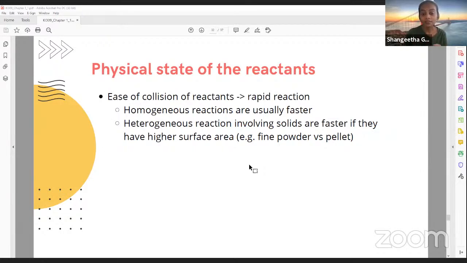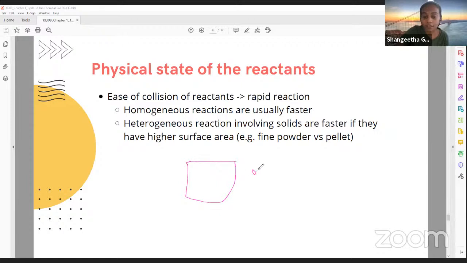Now, if two of your reactants are both in liquid form, they can move faster. But if you have one solid and one liquid and you put them together, it depends on the surface area of the solid, how much is being exposed, and only that much can react. So if your solid is, let's say, in a pellet form, if the surface area of the solid is like this, right?